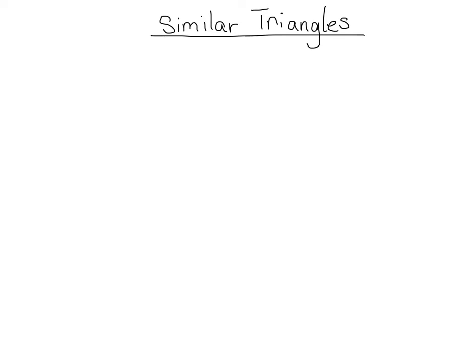In this video, we're going to focus on similar triangles. Now, in a previous video, we learned that there are two conditions that make a polygon similar. The first condition that makes two polygons similar to each other is that the corresponding angles have to be congruent.